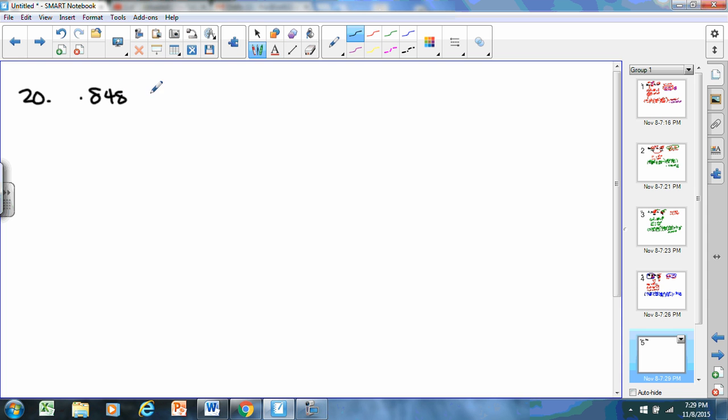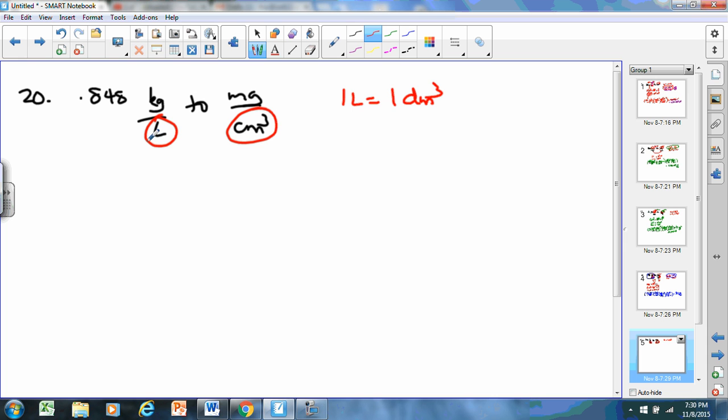And then finally, 0.848 kilograms per liter to milligrams per cubic centimeter. And again, the top's not bugging me because this is a G, this is a G, and they're both to the first power, but the bottom's really bugging me because this is to the first power, this is to the third power, this is an L, this is an M. So I have to use this first. And I'm going to lightly do it right here so that I can just get all my conversion factors.